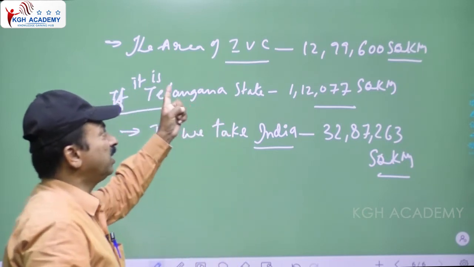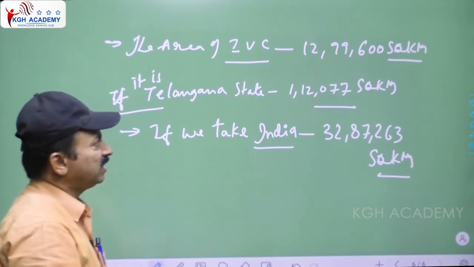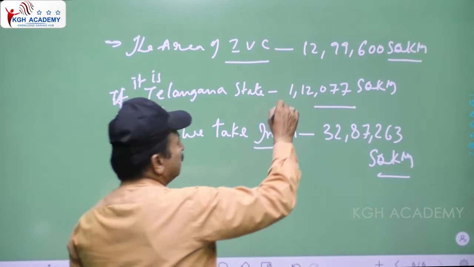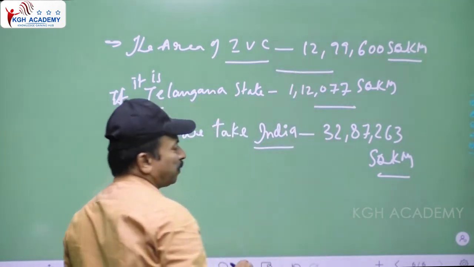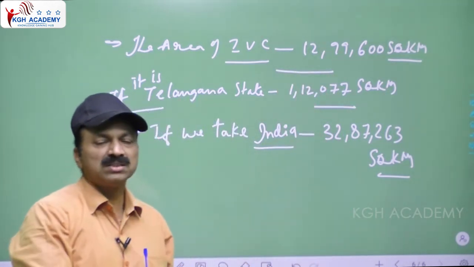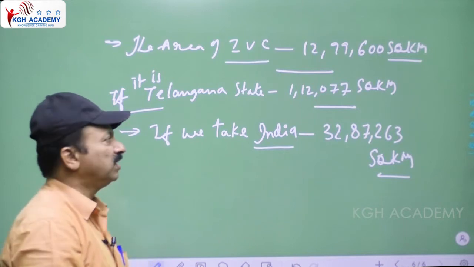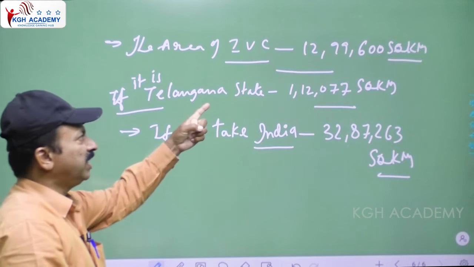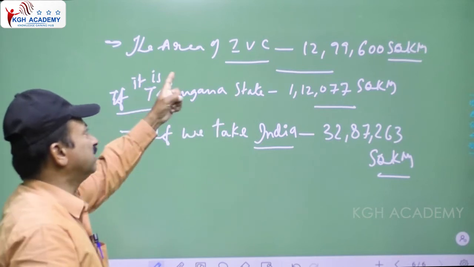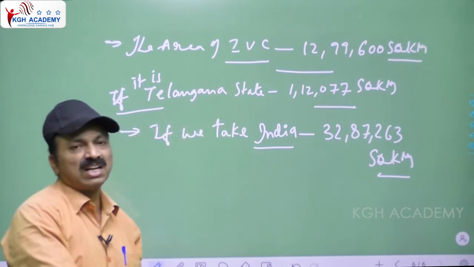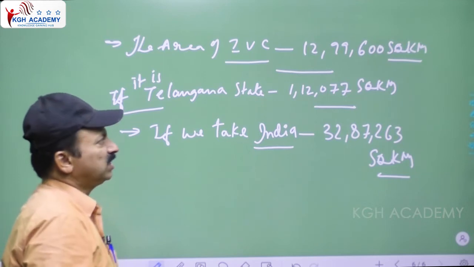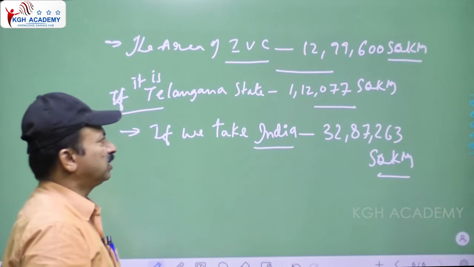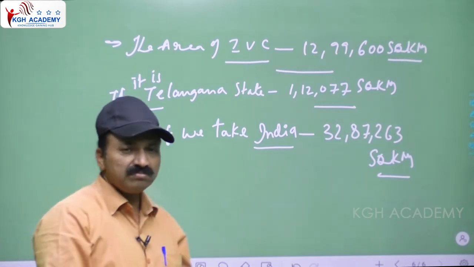So the total area of the IVC was 12,99,600 square kilometers during that time. It extended over some parts of Pakistan and at the same time some parts of western India. The total area is that much, it was said.